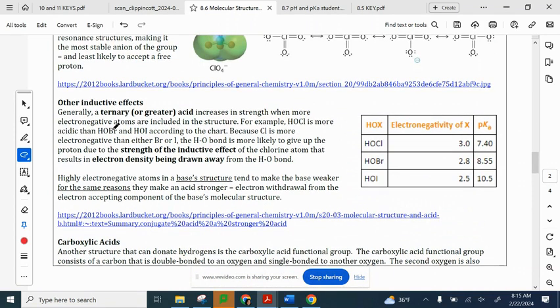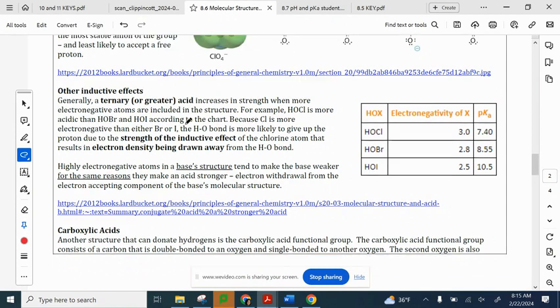Other effects then, if we have a ternary acid where we've got like 3 things going on, then we can end up with the chlorine being more electronegative. And so as we move down here, this is going to be more electronegative. So electronegativity of X. So our X is here. So as we are increasing the strength, the electronegative elements are included in the structure, and we're getting more acidic because we're moving further away from the nucleus.